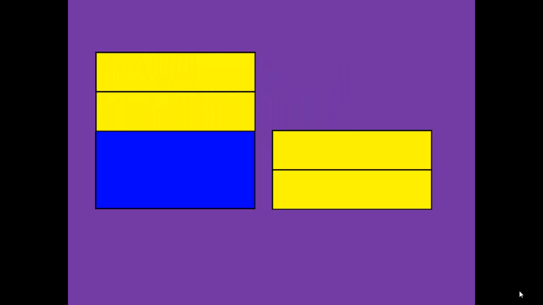And we can see that they do. They're a perfect match for each other. That 1/2 of the blue square equals 2/4 of the yellow square. That means that they are equivalent.